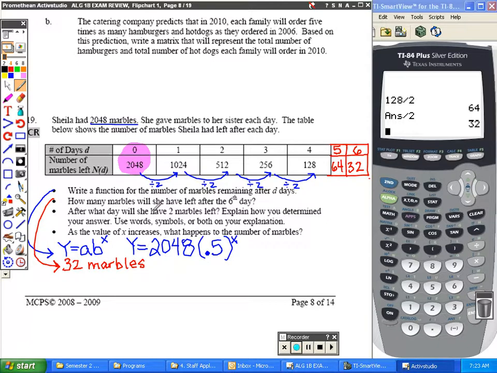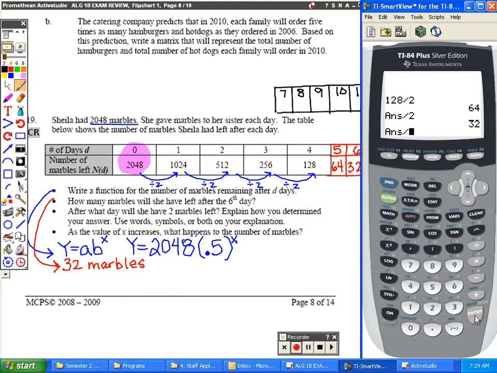After what day will she have 2 marbles left? Oh, all right. 2 marbles left. Well, maybe I could just keep going. Days 4, 5, 6. I'll do it up here. Hopefully it won't be too long. 7, 8, 9, 10, 11. All right, 7. If it's anything past here, I'll figure out another way to do it.